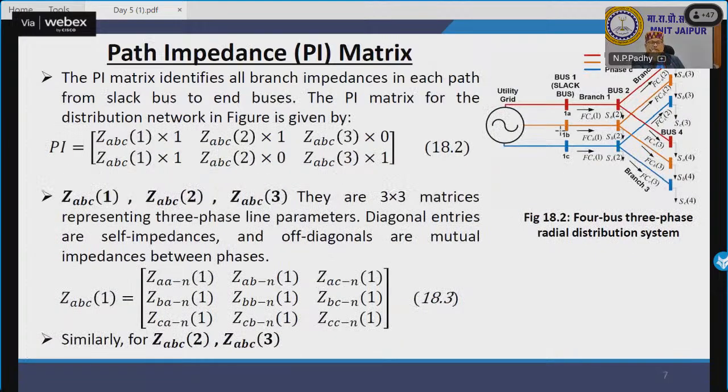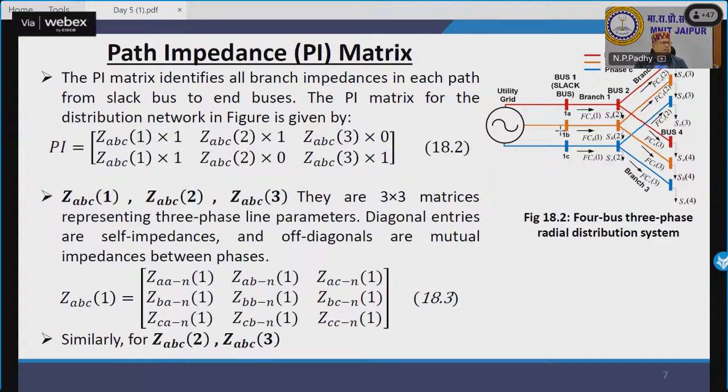Now, similarly, when we determine the path impedance matrix PI, the right hand side diagram is again very important. You could see there are buses similar to the previous one, but now we separated out all three phases. We made it a little complicated. So there are three buses at each level. Bus number 1, there are 3 buses. Bus number 2, there are 3 buses. Bus number 3, there are 3 buses. And bus number 4, there are 3 buses of a 4-bus system.